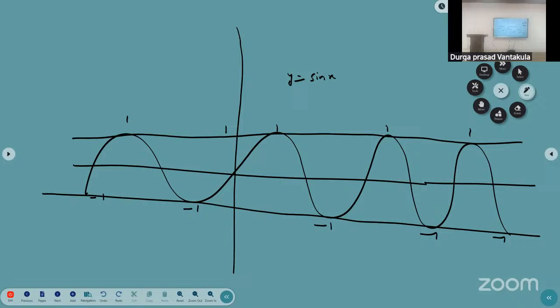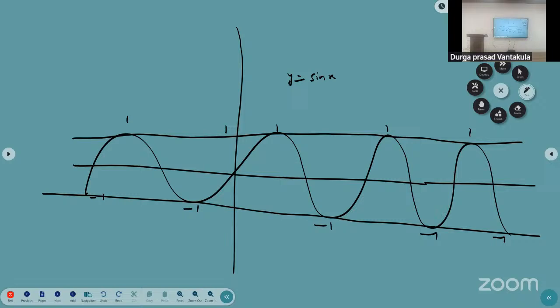Maximum. Some functions have a minimum but don't have a maximum. Some functions have a maximum but don't have a minimum. Some functions have both minimum and maximum, like sin x. Sin x has minimum value -1 and maximum value 1. Some functions have neither minimum nor maximum. That depends on the function.